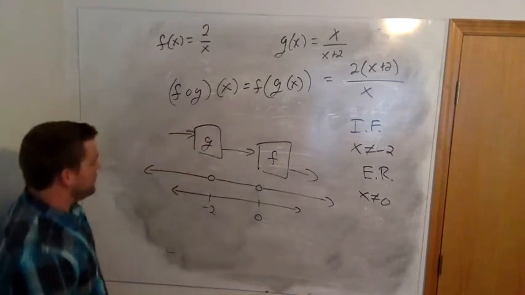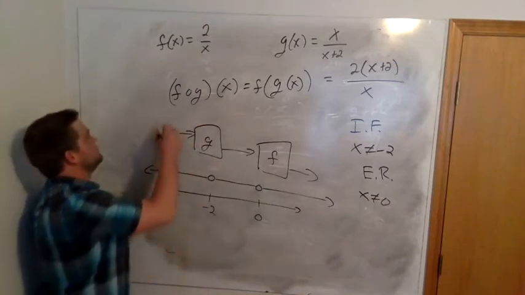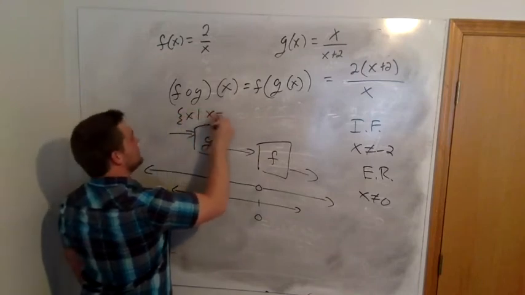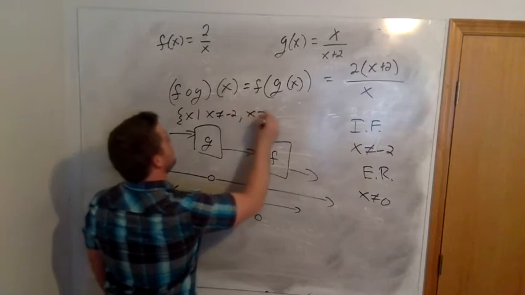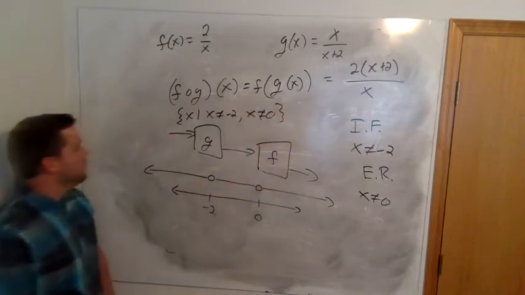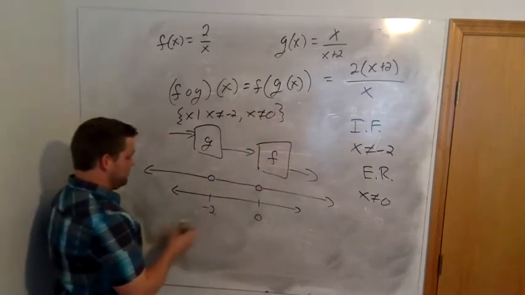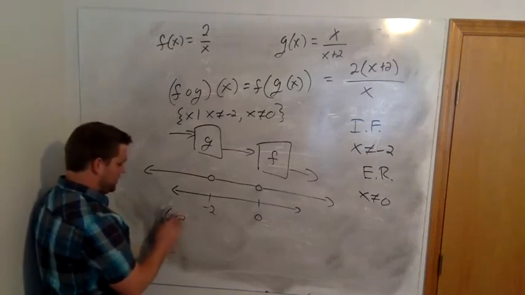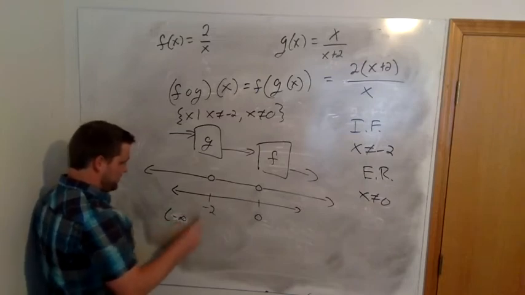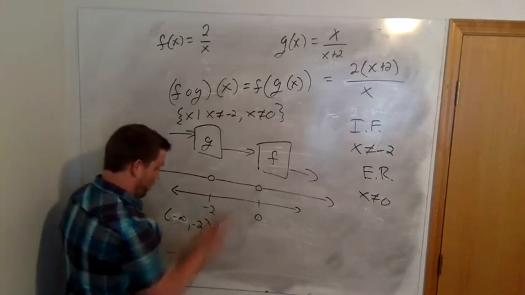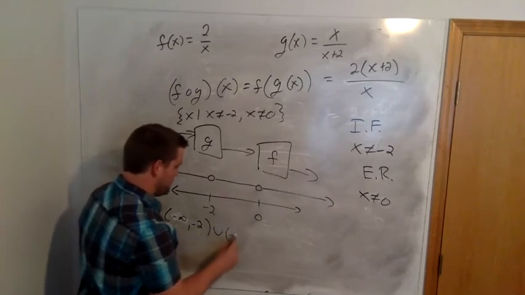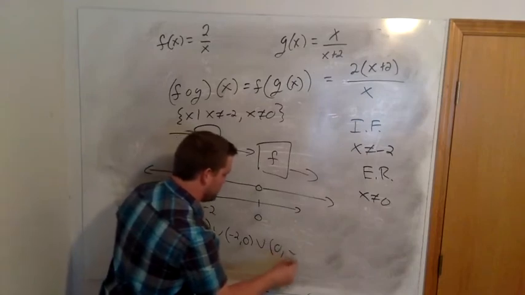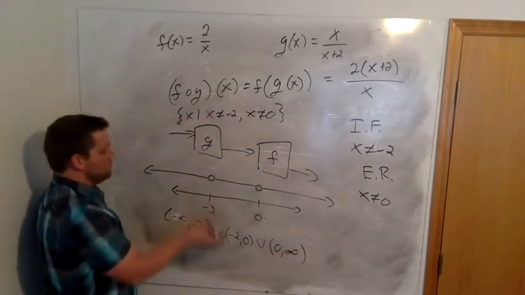Okay. So if we want to write this in set builder notation, we would just say all x such that x can't be -2 and x can't be 0. Or if we wanted to write this in interval notation, we could go from negative infinity to -2, or we could go from -2 to 0, or we could go from 0 to infinity. So either of these would be 100% credit.